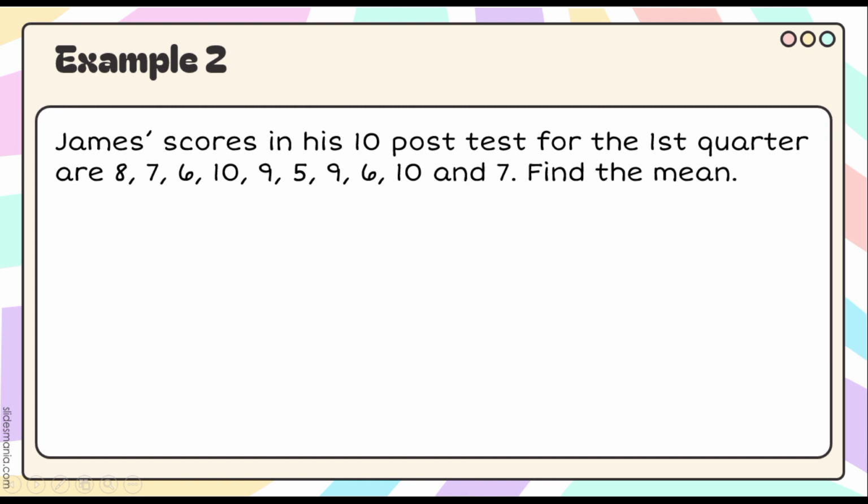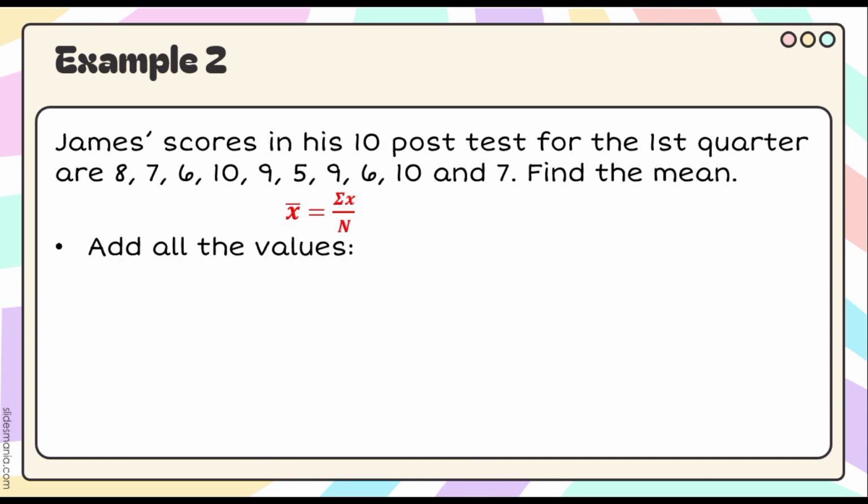Example number 2: James's scores in his 10 post-tests for the first quarter are 8, 7, 6, 10, 9, 5, 9, 6, 10, and 7. Find the mean. Again, we will use this formula: mean is equal to summation of x divided by n. The first step is to add all the values. So 8 plus 7 plus 6 plus 10 plus 9 plus 5 plus 9 plus 6 plus 10 plus 7. When we add all these numbers, it will result in 77.